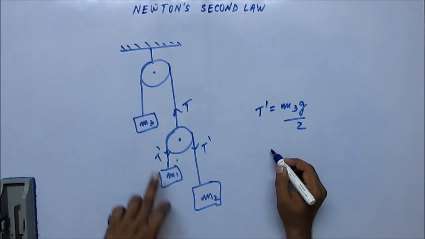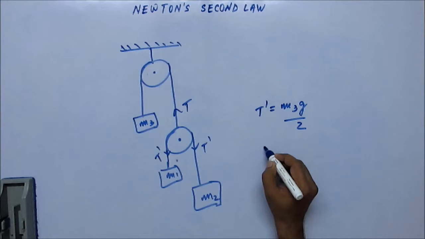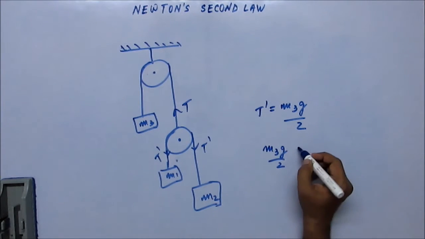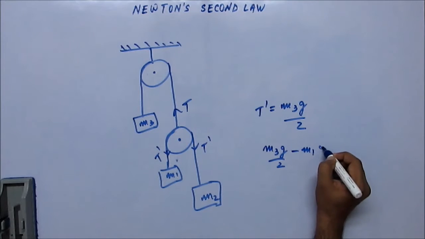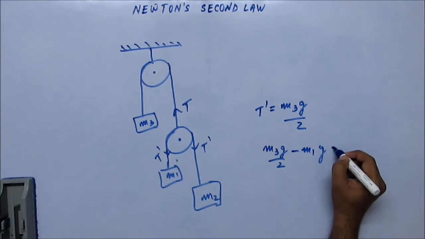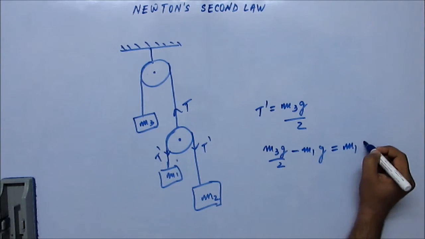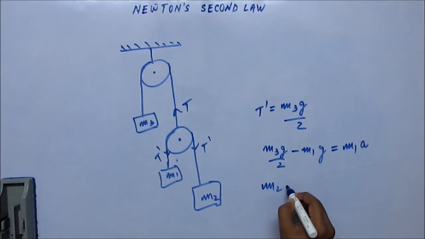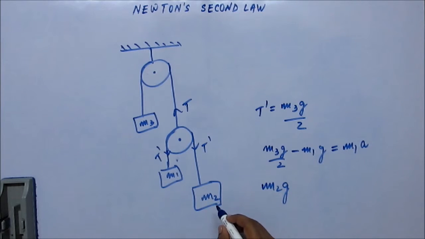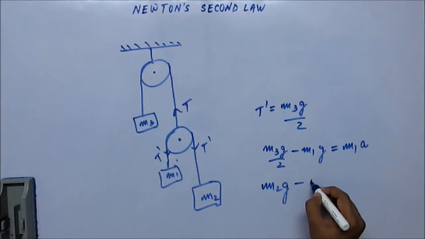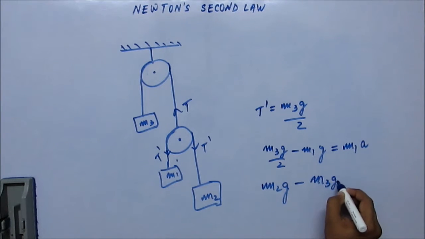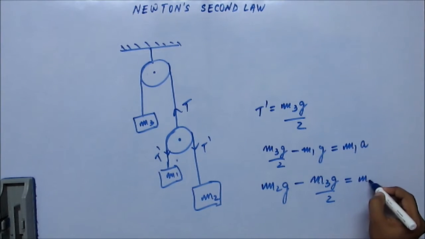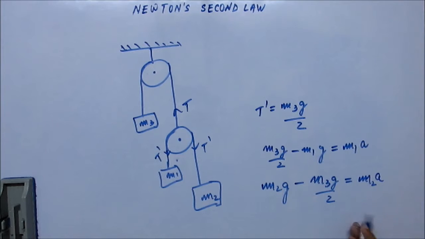Suppose m1 is going up. Then the tension is pulling it up. Tension is m3g by 2. Downward force is m1g. This is the net external force upward. That should be equal to mass into acceleration. If m1 is going up, m2 is coming down. So m2g is the force downward minus m3g upon 2 is the force upward. This is the net external force that should be equal to mass into acceleration.